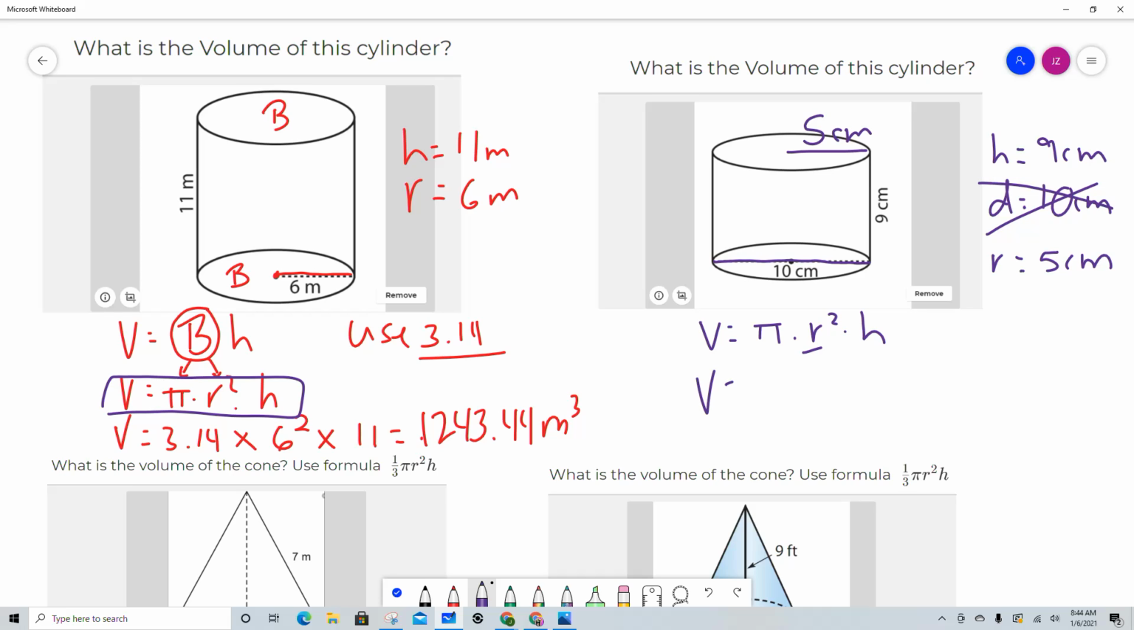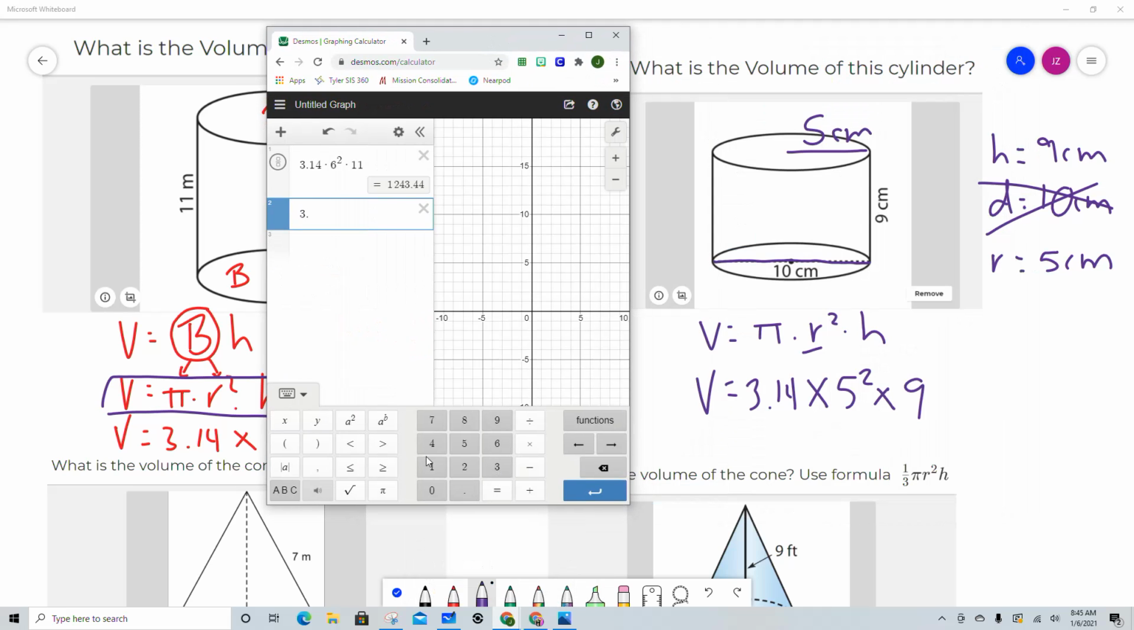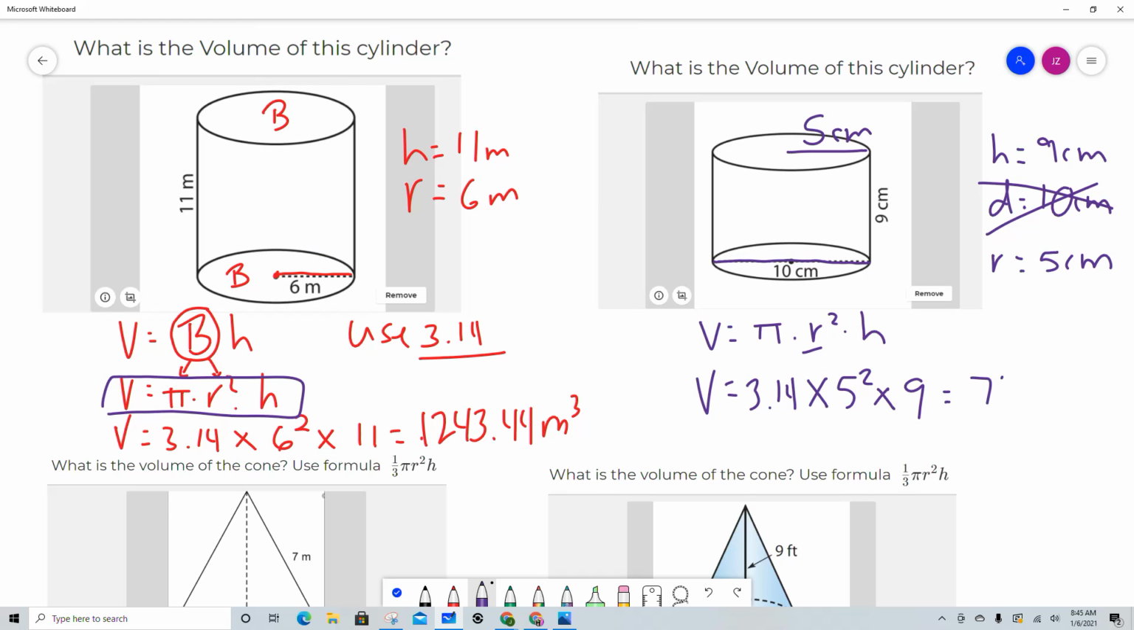All right, now we have volume equals 3.14 times 5 squared times 9. And let's go ahead and solve that. So we got 3.14 times 5 squared times 9. And the answer is 706.5 centimeters cubed. Okay? All right, so this is how you find the volume of a cylinder.